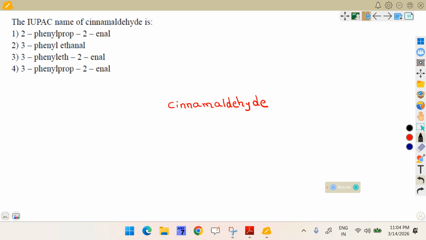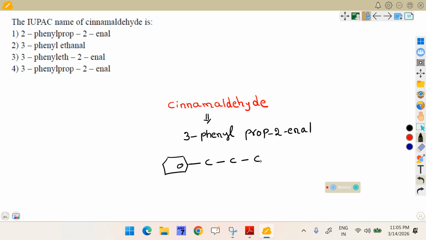See the next question. The IUPAC name of cinnamaldehyde. The IUPAC name of cinnamaldehyde is 3-phenylprop-2-enal. Prop means three carbons, and after the second position there is a double bond. CH=CH, this is the structure of cinnamaldehyde. So the correct answer is the fourth option.